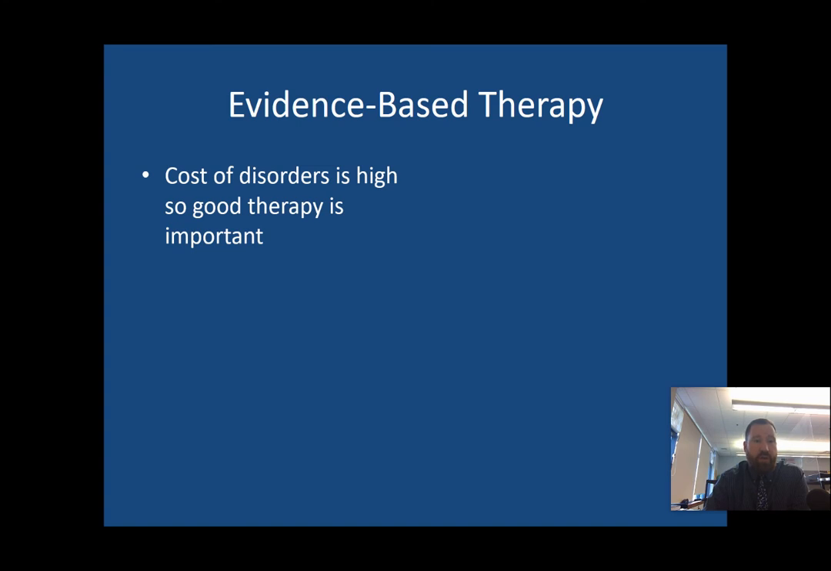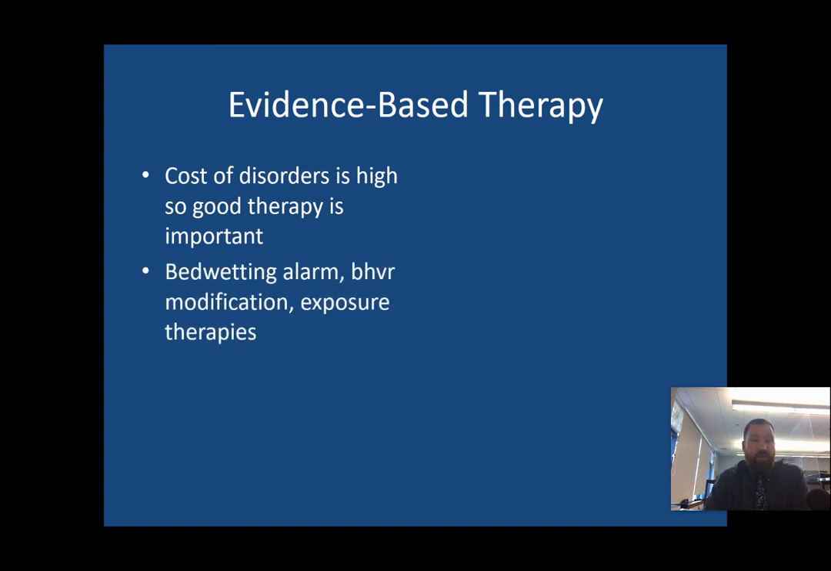So we know that the cost of disorders is high. Good therapy is really important. So what are some of the therapies that we know work? Well, a lot of the behavioral therapies work for sure. We know the bedwetting alarm works. We know token economies work. We know exposure therapy works.